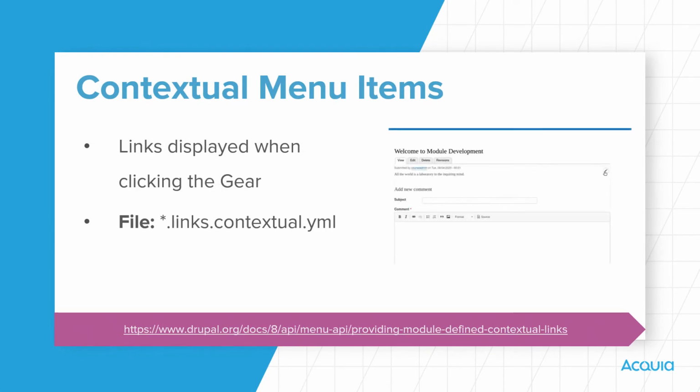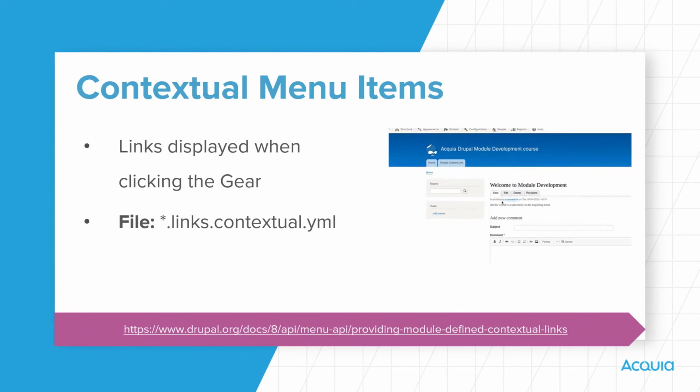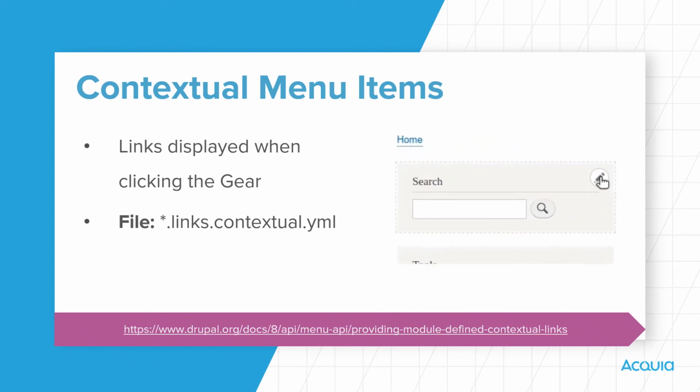Finally, there are contextual link items. These depend upon the contextual links core module being enabled, it is by default, and contextual links are displayed when a user clicks on the gear next to an element on the page that has contextual links. For example, content will typically have a contextual menu of quick edit, edit, or delete, whereas a block will typically have a contextual menu of edit block. Contextual links are placed in the links.contextual.yaml file of your module.